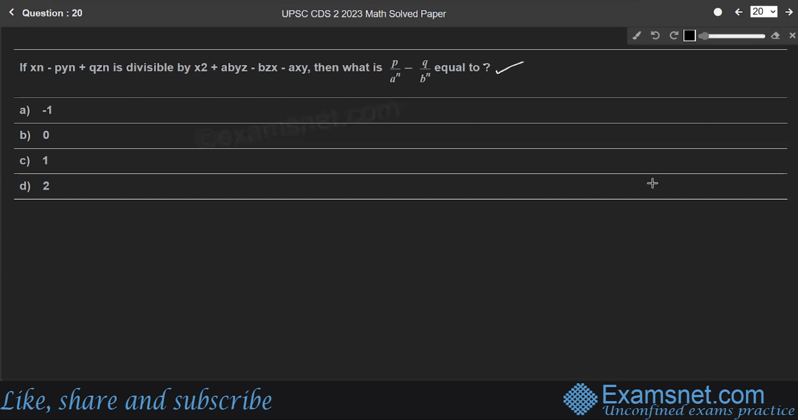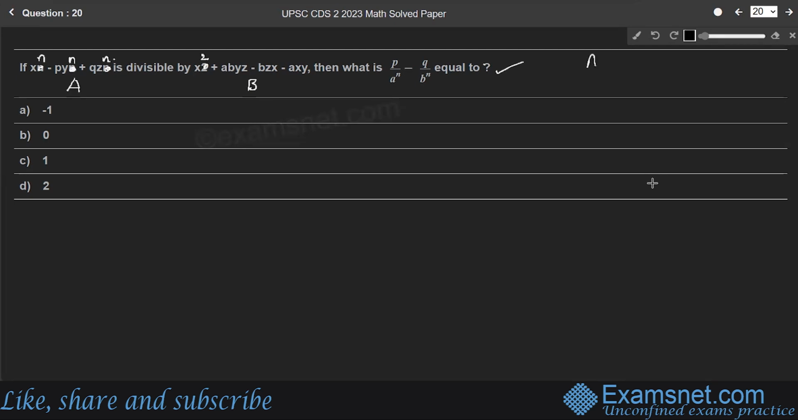Question number 20. If x raised to n minus py raised to n plus qz raised to n is divisible by x square, so here is a small correction, right? So the given expression is divisible by x square plus abyz minus bzx minus axy. Then what is the value of p by a raised to n minus q by b raised to n? Right? So one expression, let it be A, is divisible by the second expression B, right?